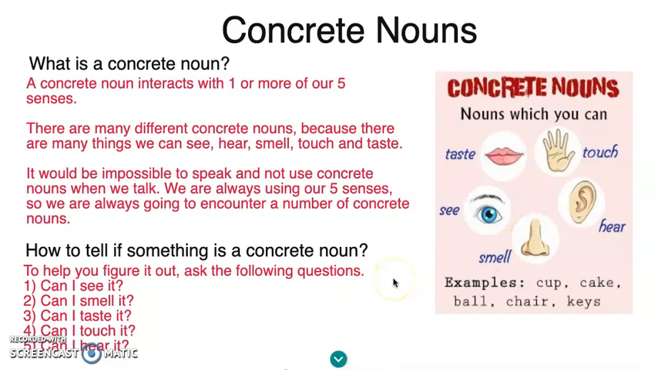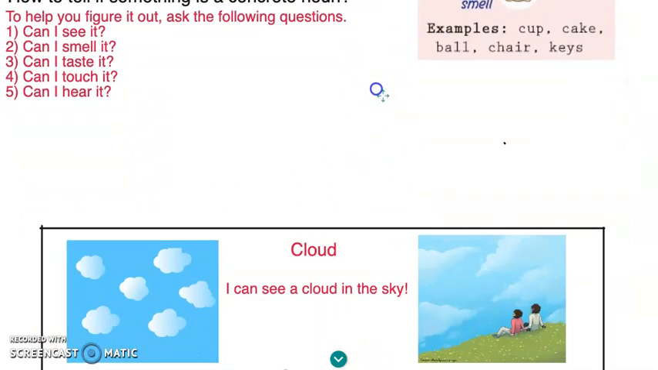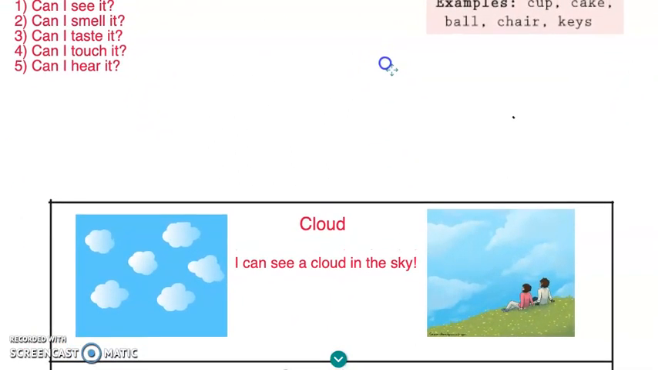So below I have some really easy examples of concrete nouns for us to take a quick look at. So the first one that I have is cloud. I can see a cloud in the sky. So, here the sense we are using is see. We're using our eyes to see the cloud being the concrete noun. So, what can you see? I can see a cloud in the sky.